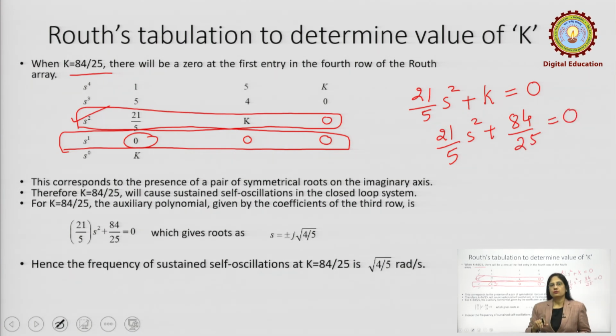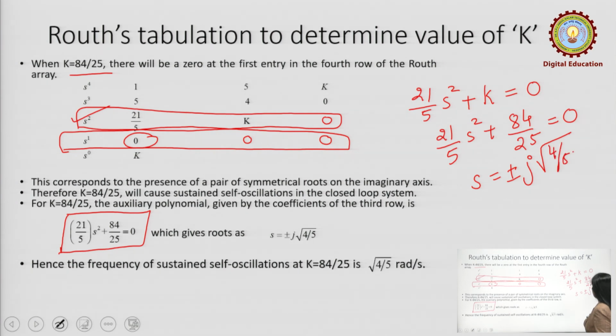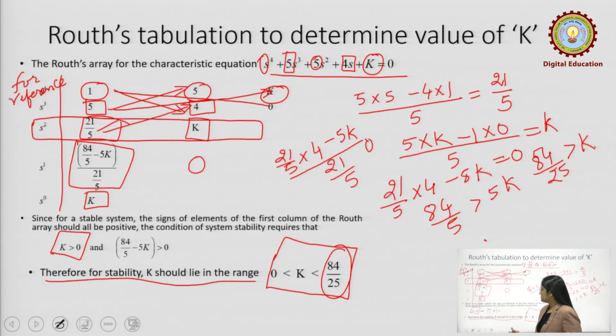Once we determine the auxiliary polynomial, we can determine the roots lying on the j omega axis by solving it, and this is how we obtain s equal to plus or minus j root 4 by 5. That means, for the system to remain stable, we determine that the value of k should lie between 0 and 84 by 25.